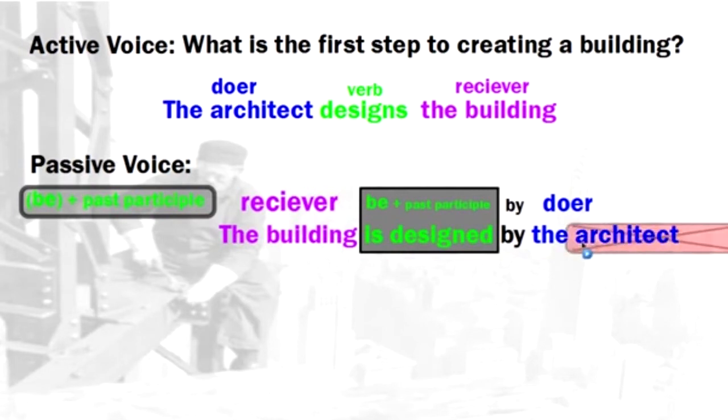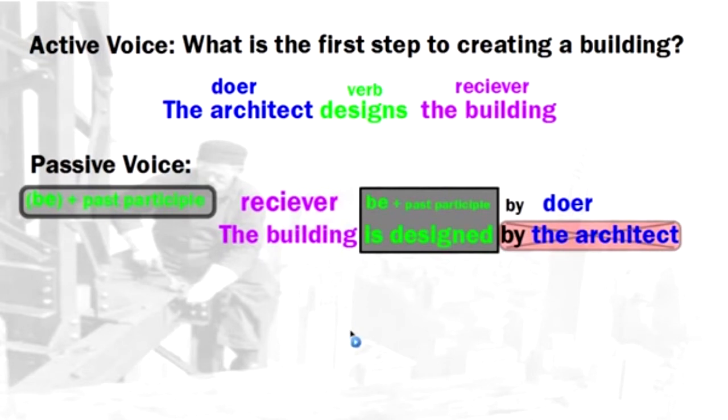Okay? Like we said, this is not always necessary. I can just say the building is designed, right? If I say what's the first step to creating a building? Well, the building is designed, and I don't need to use the second part, this part that tells me who is doing it. Why? Because the receiver is the most important part of this sentence. That's what I want to talk about.